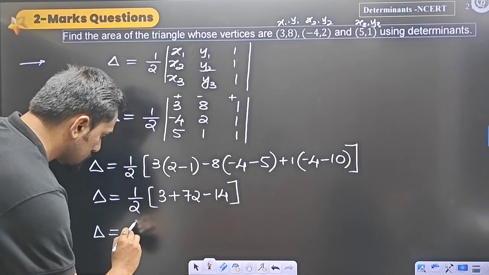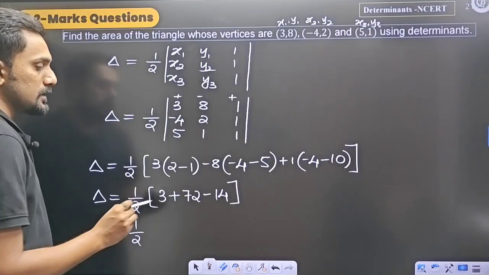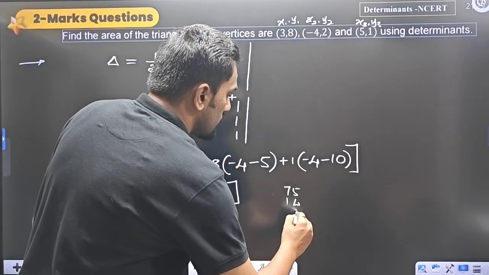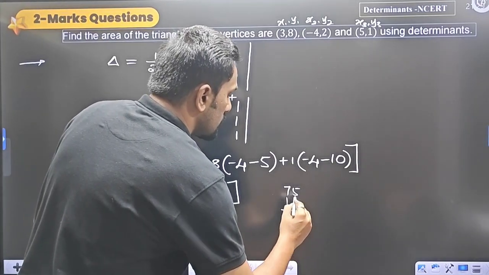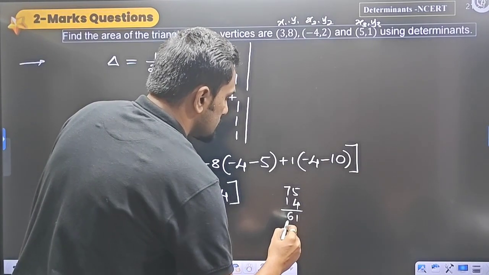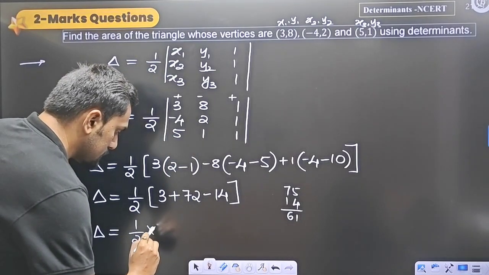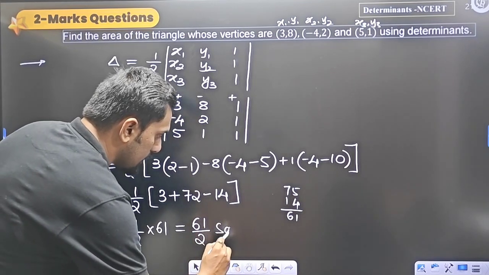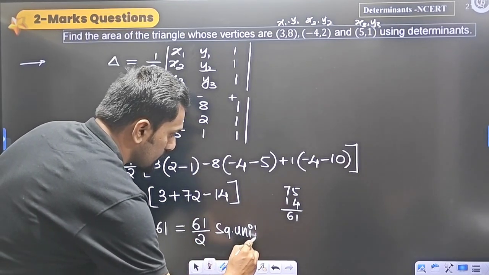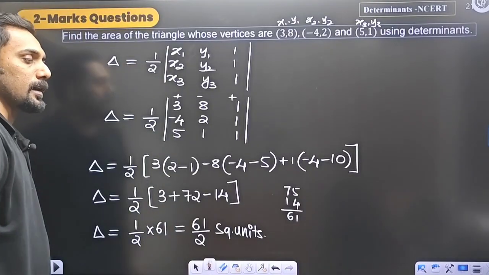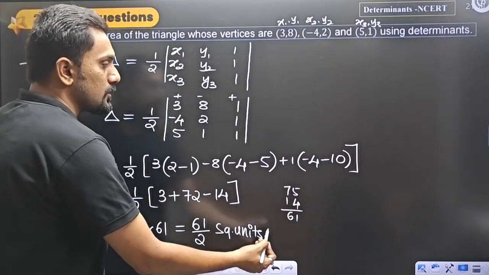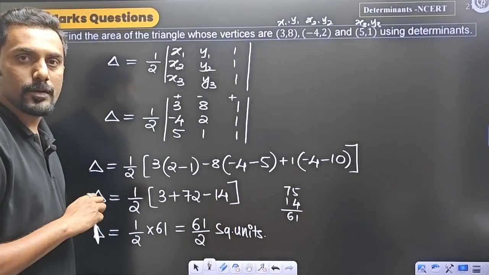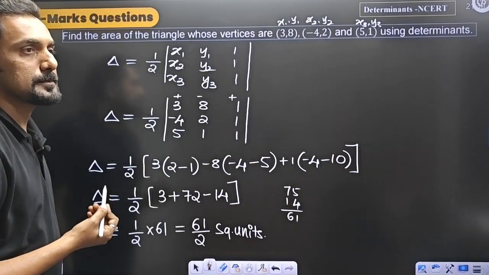Area of triangle is equal to 1 by 2 into 75, subtract 14 from it. If you subtract 14 from 75, you will get this becomes 1 and this will be 61. So this becomes 61 by 2 square units. Since it is an area of a triangle, we must mention it as square units. Okay, if you write this much, then you will get 2 marks. Okay, pause the video and note down the answer.